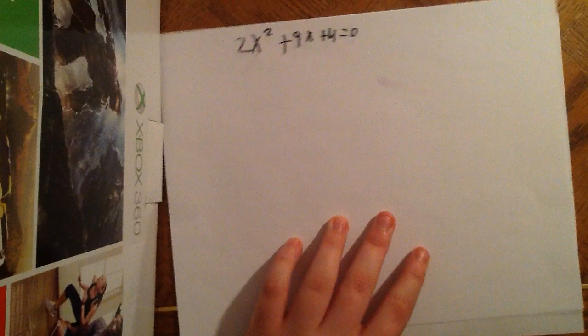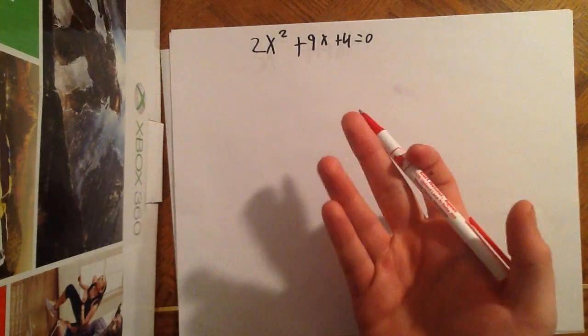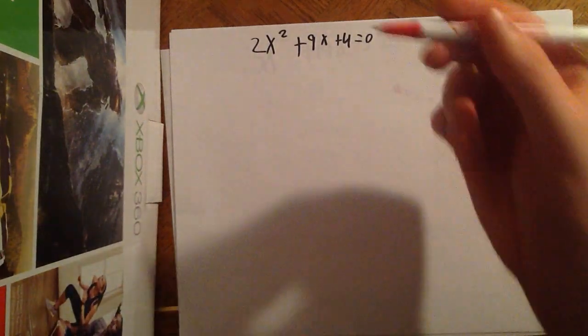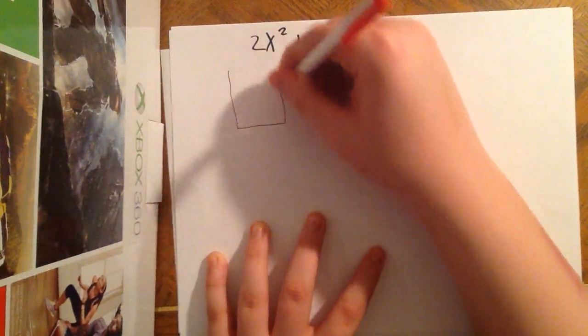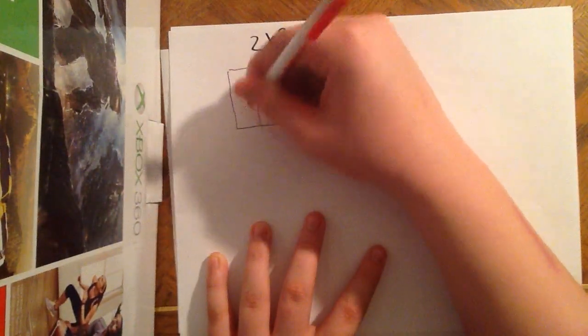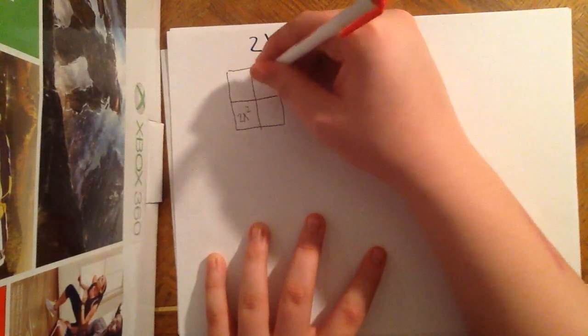So let's move on. Now the a value is a number different than 1, in this case 2. So what we need to do is get it to 0, which we already have it equal to 0. And we do the same thing. We fill out what we know. We make that little box. We put in 2x squared because we know that's what it's going to equal, and we know 4.